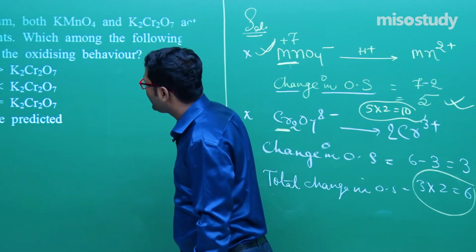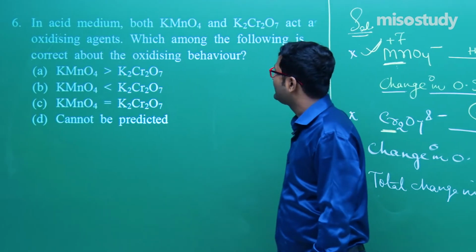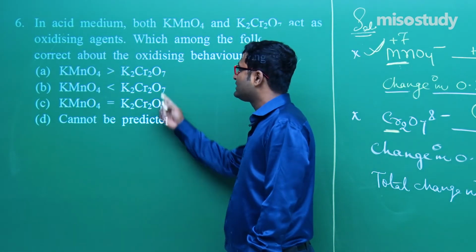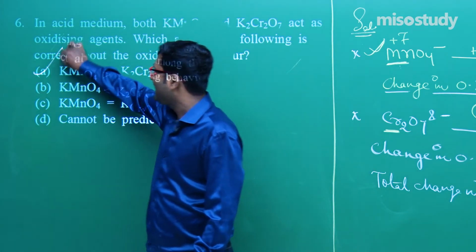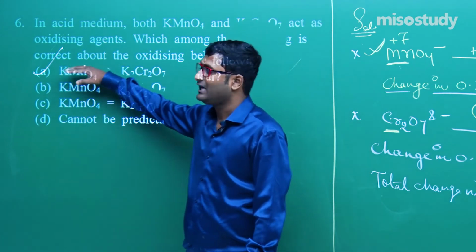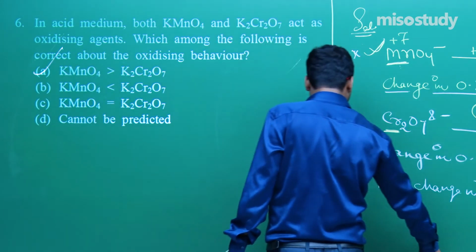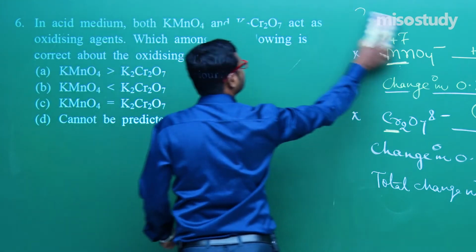So what is the correct option? KMnO4 has maximum oxidizing behavior in comparison to K2Cr2O7. So for this question, A is the correct option. Clear, friend? For this question, A is the correct option. Now I'm going to rub this part and we'll discuss the next one. Wait for a moment.